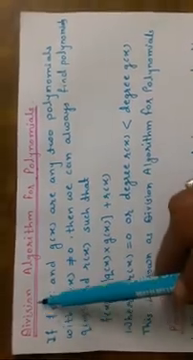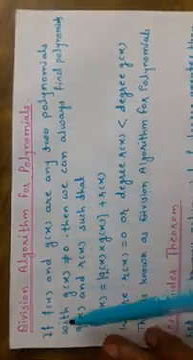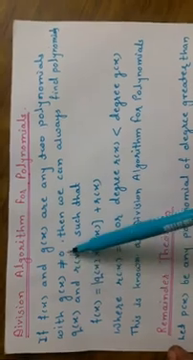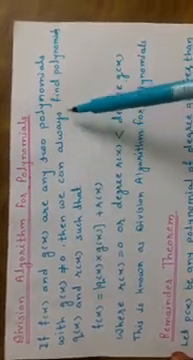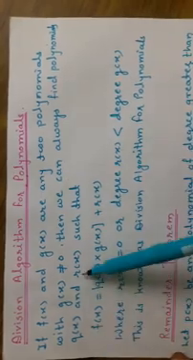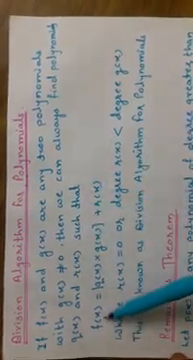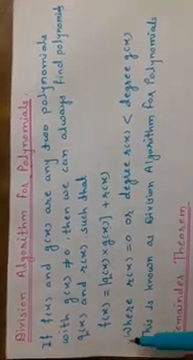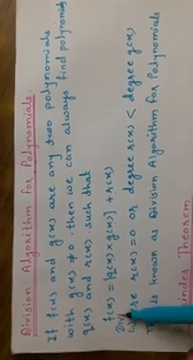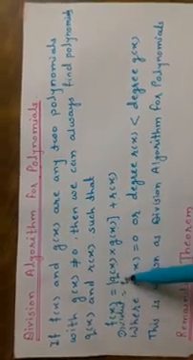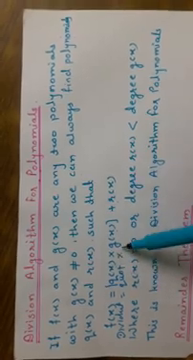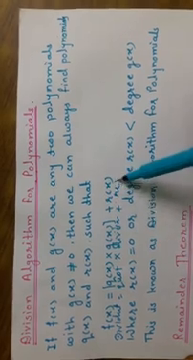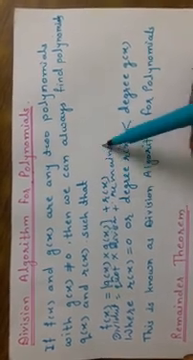Next topic we will see, the division algorithm for the polynomial. If f of x and g of x are any two polynomials with g of x not equal to 0, then we can always find polynomials q of x and r of x such that f of x is equal to q of x into g of x plus r of x. Everyone knows very well, this is: dividend is equal to quotient multiplied by divisor plus remainder. This everyone knows, you had learned in earlier classes.